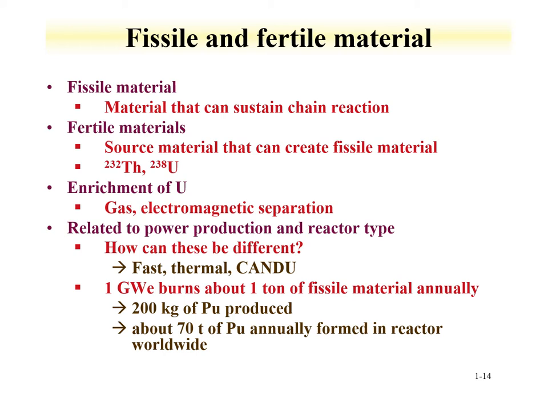So other aspects and other terms that will be used in this course have to do with definition of materials. So fissile material, those that we just discussed, uranium-233, uranium-235, plutonium-239, tend to have odd number of neutrons. And these are materials that can sustain a chain reaction. We also talk about fertile materials. So those are source materials that can create fissile material. So for instance, thorium-232 captures a neutron that creates thorium-233. That beta decays to protactinium-233, and that beta decays to uranium-233. Uranium-233 is fissile. The thorium-232 is fertile.